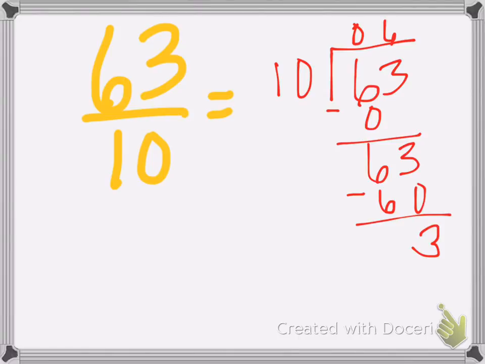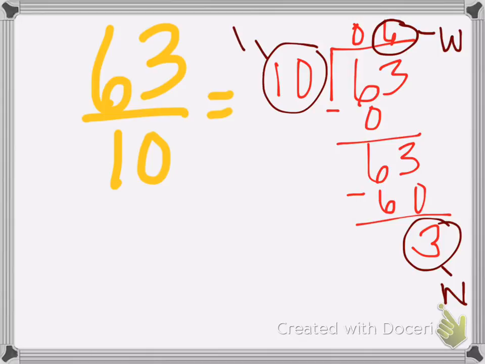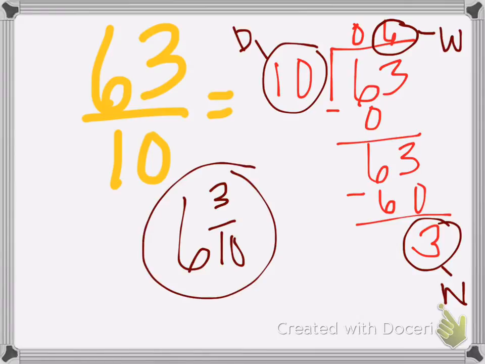Remember, this time we're going to use that remainder. That 6 becomes my whole. That 3 becomes my numerator. And then that 10 becomes my divisor. So my answer will be 6 and 3/10. And since they do not share any common factors, that is in simplest form.